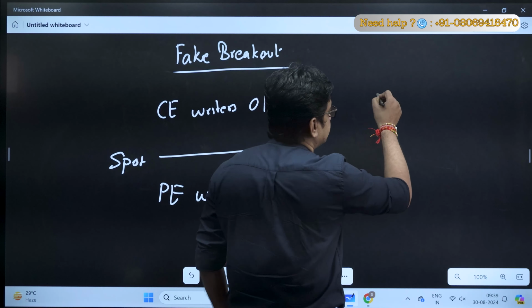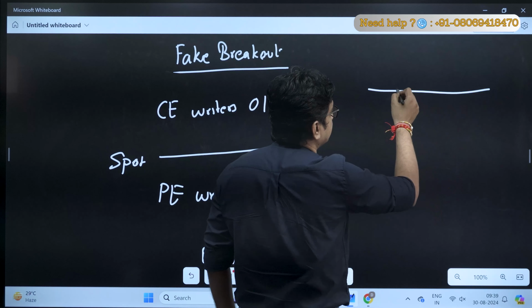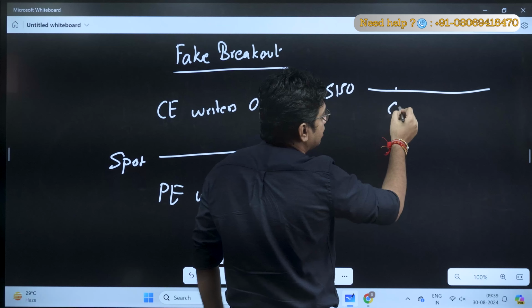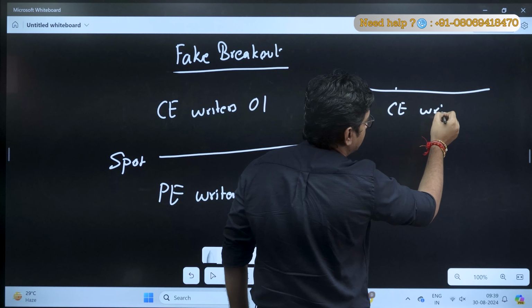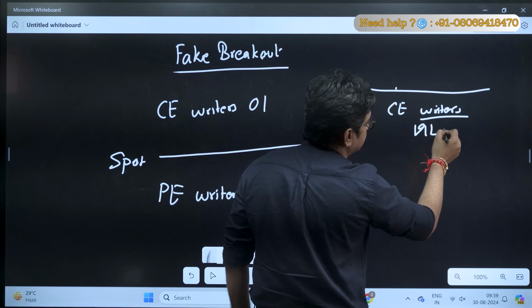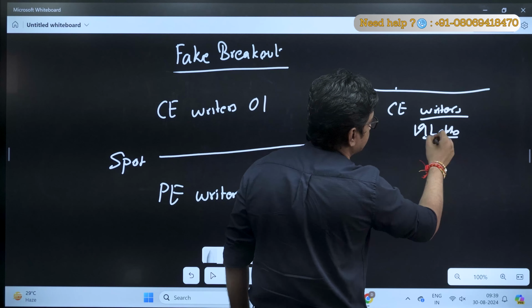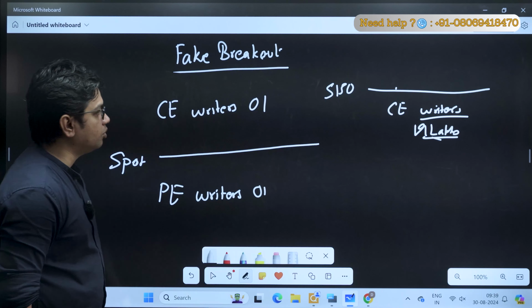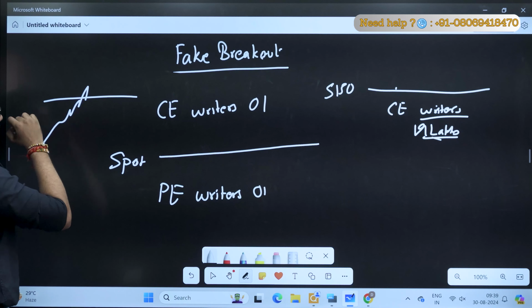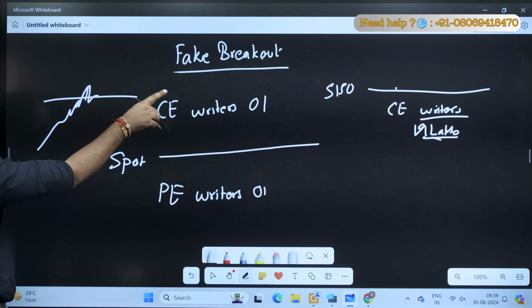So let's just say this is the resistance, let's say 51,500. And I see call writers have made the position. That means let's just say 19 lakhs are there, call writers, and the price is moving. The future price, or spot price, is moving like this, and it is breaching that particular level.